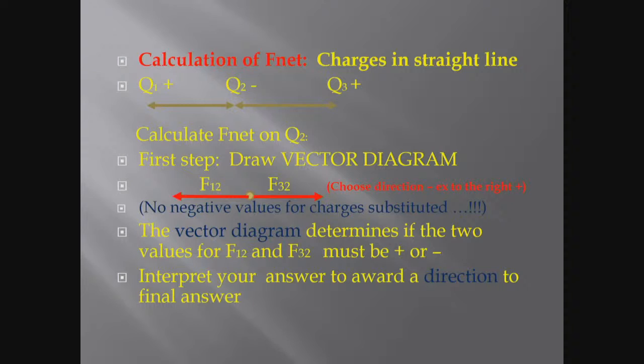So you must interpret that positive and negative value you get according to the direction you have chosen. And it's very important, if they just ask calculate F net on Q2, you must give both magnitude and direction. If they state only calculate the magnitude of F net, then you don't have to indicate the direction, but always be safe, rather give extra information indicating the direction than leaving it out.